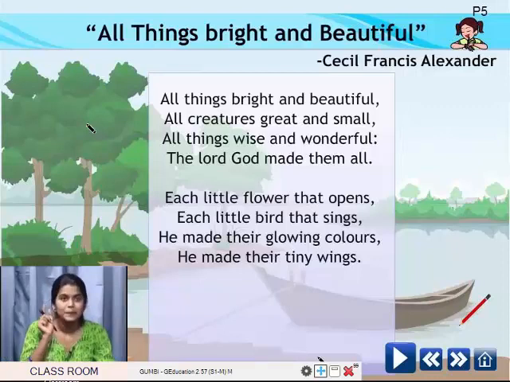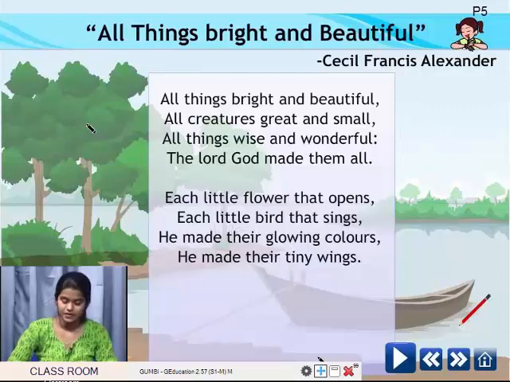What's the title? Let's read. All Things Bright and Beautiful. Likewise, you have to give some attractive title to your poem so that you can grab the attention of the reader. Grab the attention means what? As soon as the reader reads the title, he or she must be very interested. Oh, this seems to be a very nice poem. Let me read the poem. As soon as they read the title or the heading, they should get a lot of interest to read the poem.